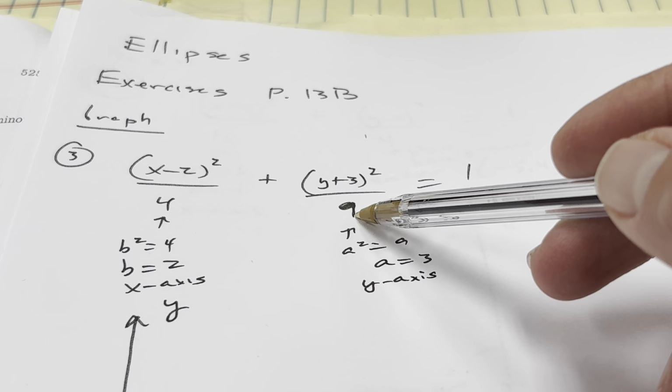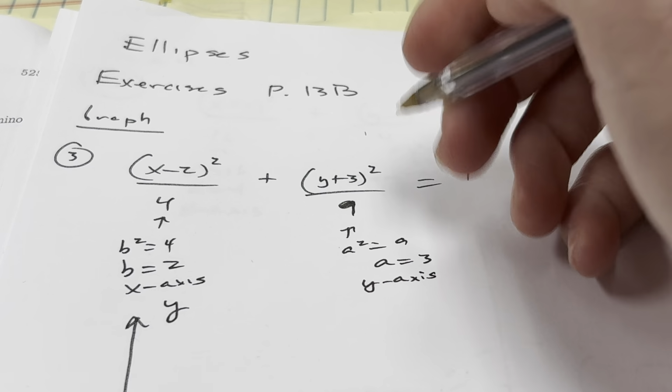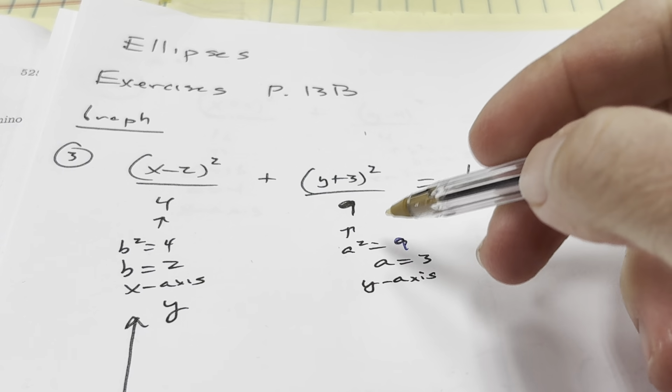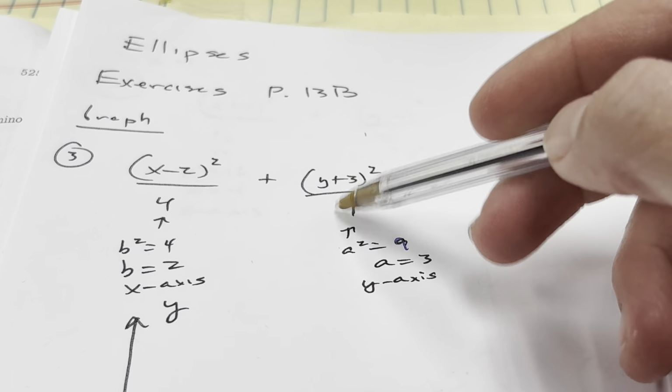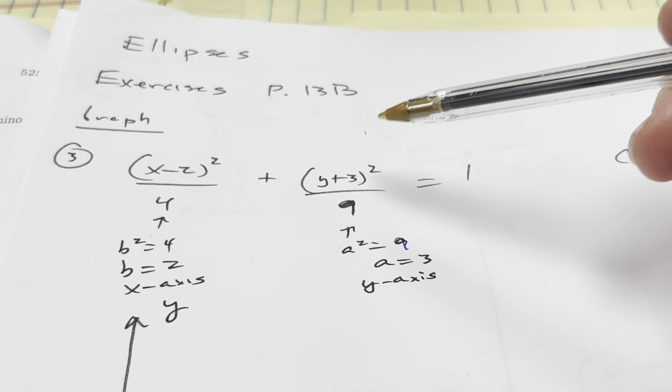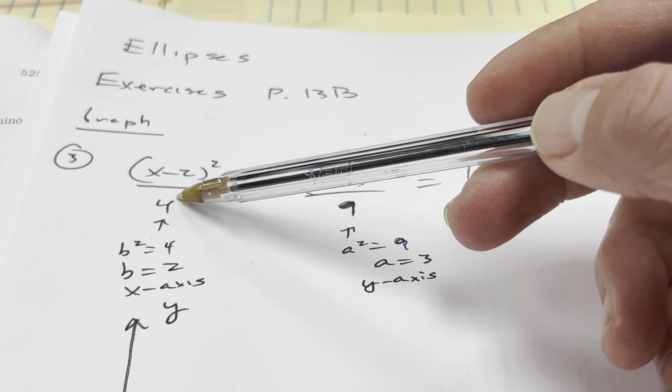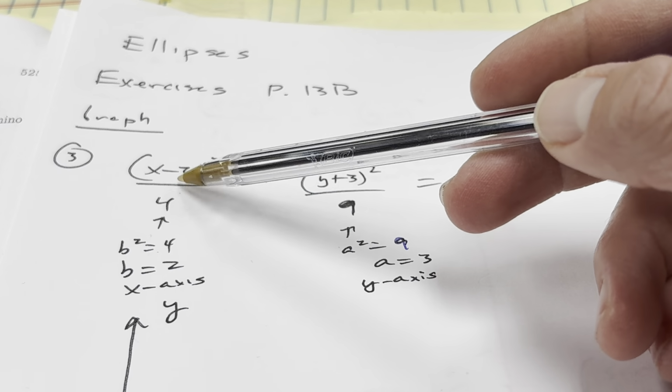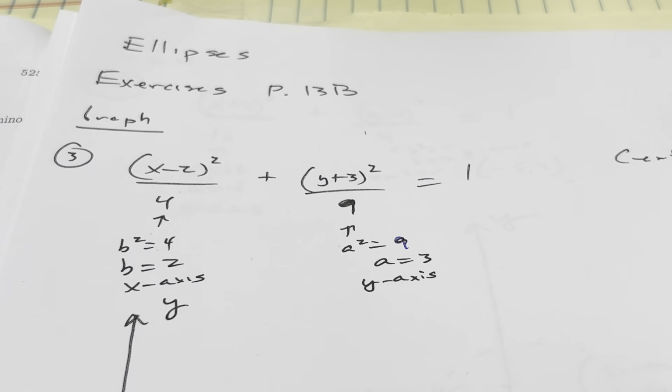Now, 9 is bigger, so it's a squared. A squared equals 9, so a is 3, and it's associated with the y-axis. B squared is 4. Again, b squared is the smaller number, so b is 2, and it's associated with the x-axis.